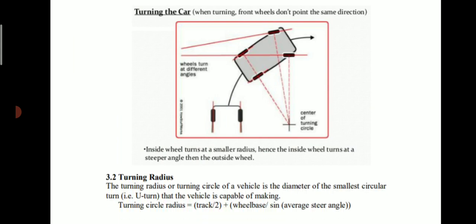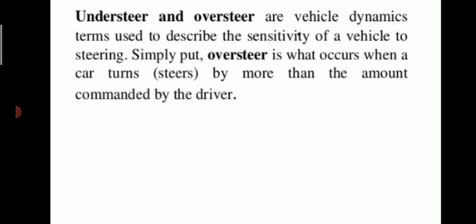What is turning radius then? The turning radius or turning circle of the vehicle is the diameter of the smallest circular turn, that is a U-turn, that the vehicle is capable of making. So turning circle radius is equal to track width by 2 plus wheelbase upon sine of average steer angle. This way we can calculate the turning radius.